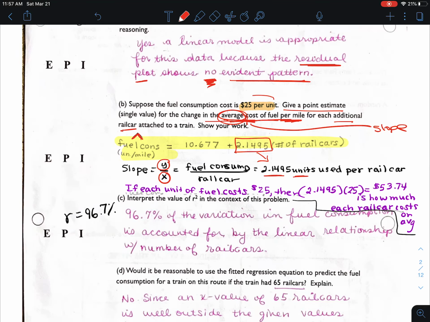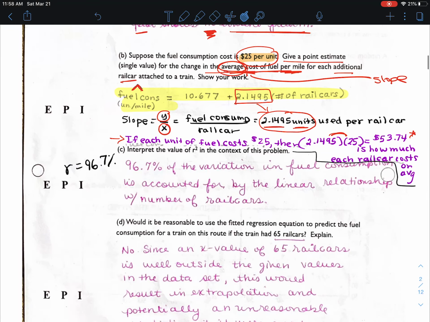The question is, if the fuel costs $25 per unit, then on average, how much is each rail car costing? So then I simply wrote out, well, if each unit of fuel is $25, then I'm going to multiply. This is how much on average units of fuel are used per rail car, so I'm going to multiply these together, and I get $53.74 is how much each rail car costs on average.